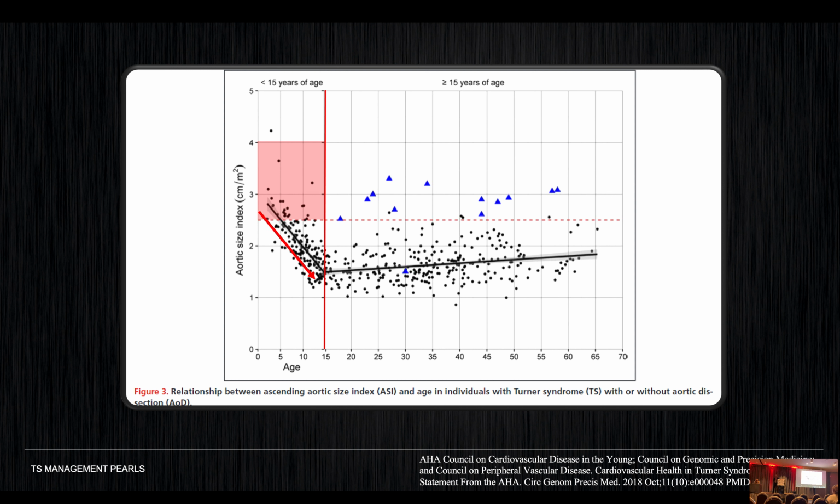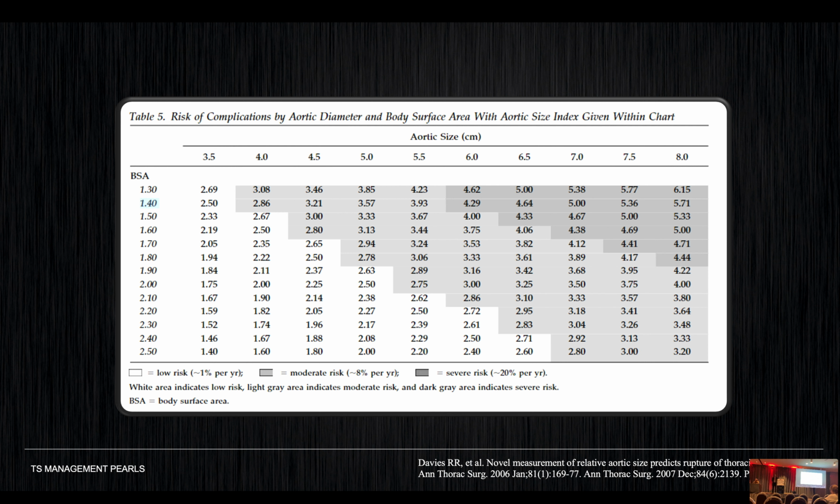This table was extracted from Dr. Davis's paper. This group looked at all patients with genetically triggered aortopathies, and no one in the study had Turner syndrome. They stratified this group into low, which is the white on the left lower corner, with a risk of less than 1% per year, moderate risk in the light gray, 8 to 20% risk per year, and high risk in the dark gray, greater than 20%.